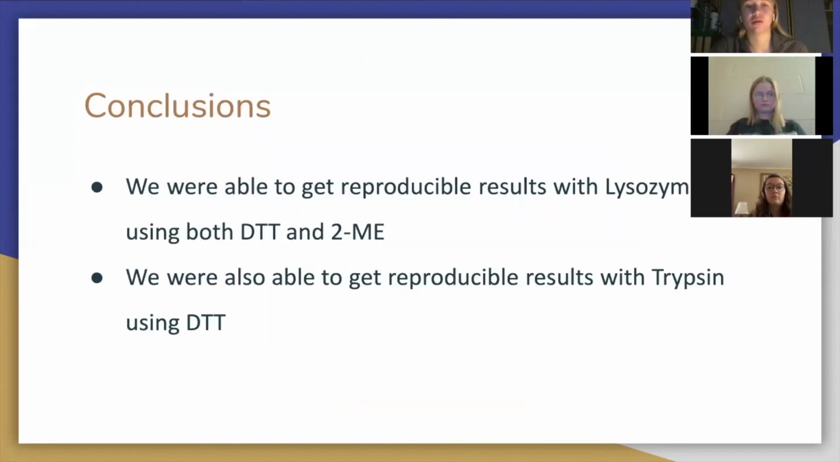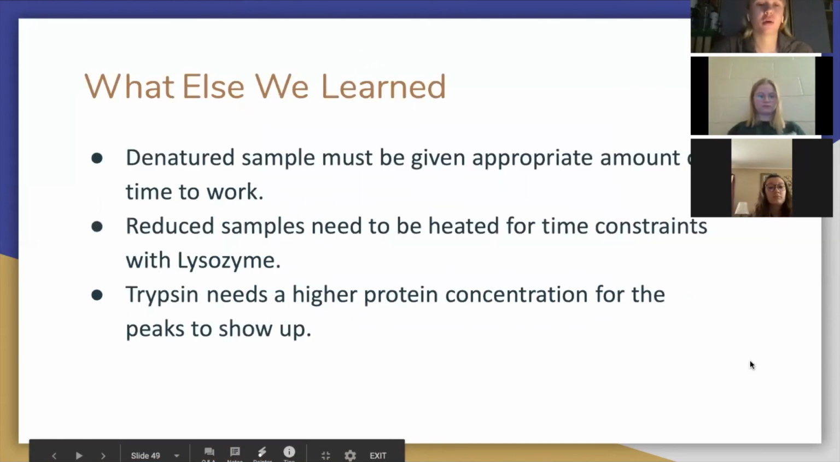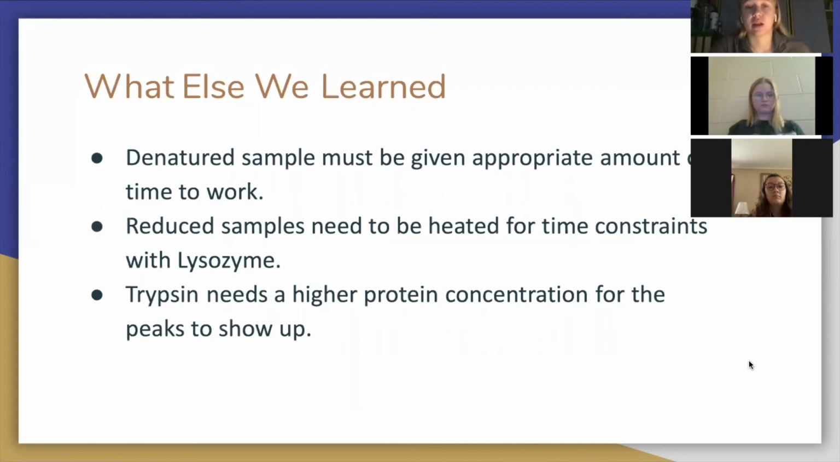So, some conclusions. We were able to get reproducible results with lysozyme using both DTT and 2-mercaptoethanol. We were also able to get reproducible results with trypsin using DTT. We also learned that the denatured sample for lysozyme must be given the appropriate amount of time to work, and the reduced samples need to be heated for time constraints with lysozyme. That was something we struggled with last semester, but we were able to fix this semester.